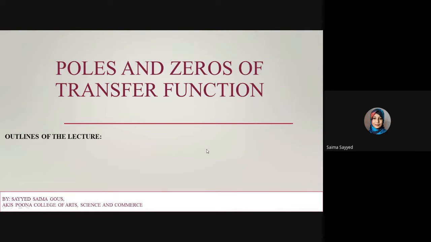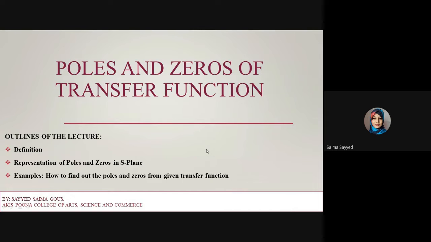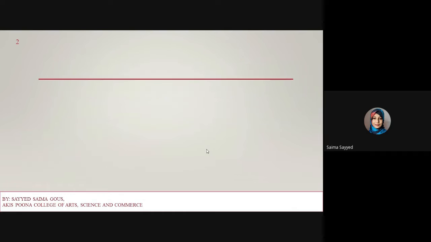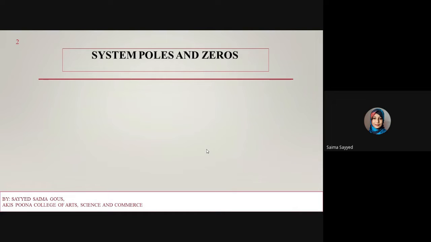Hello everyone. Today we are going to study poles and zeros of a transfer function. First we will see the definition of poles and zeros, then the representation of poles and zeros in the S-plane, and then we will see an example of how to find the poles and zeros from a given transfer function. So first, system poles and zeros.